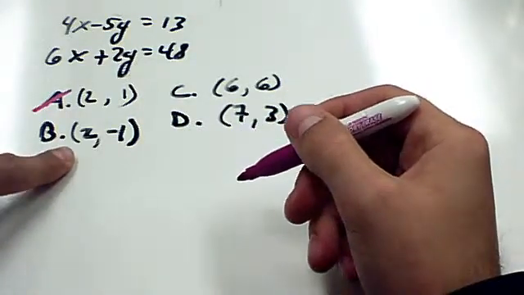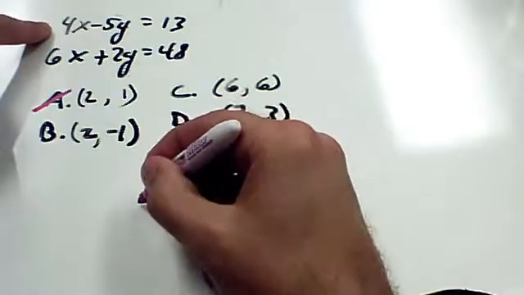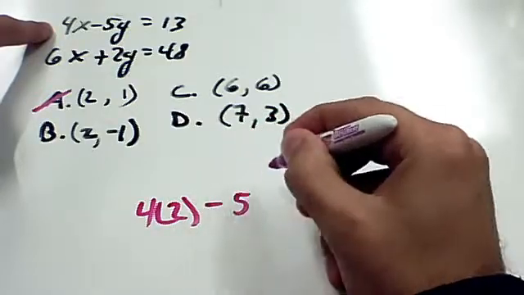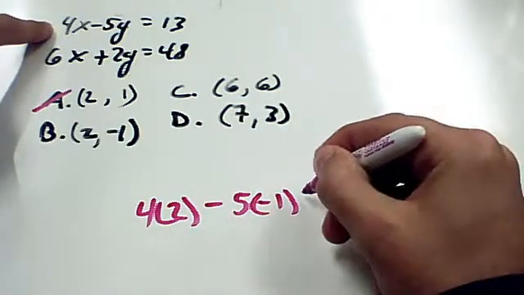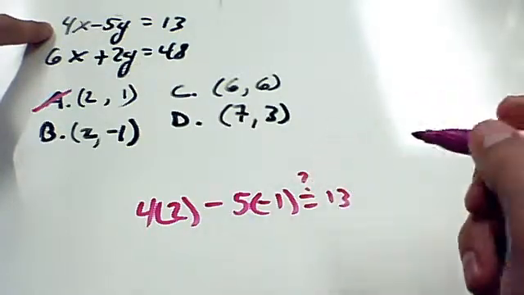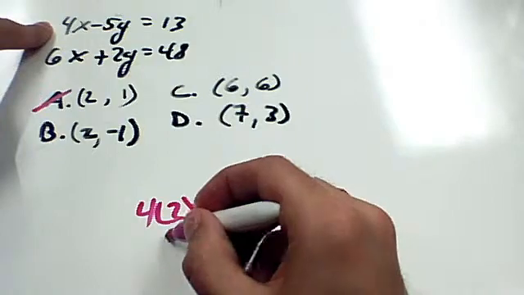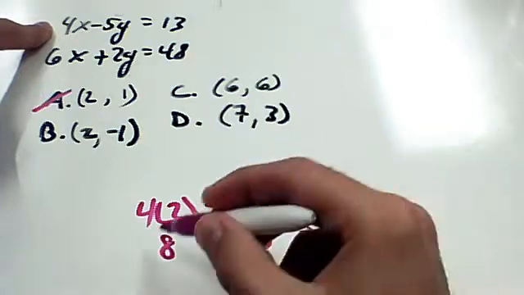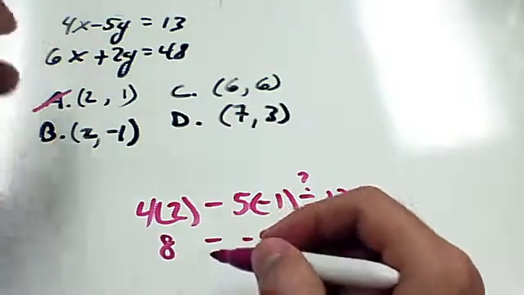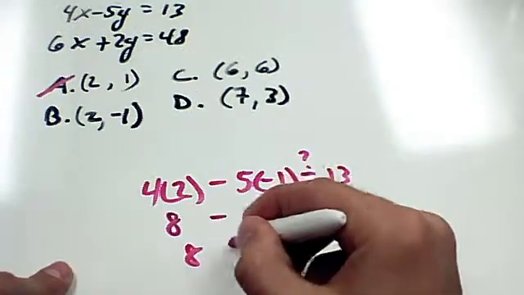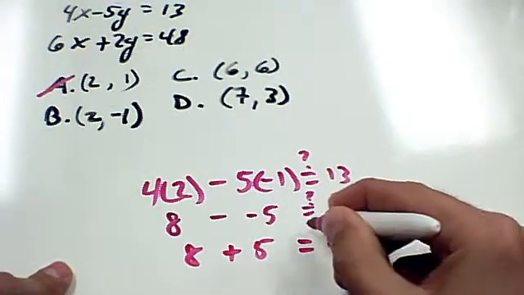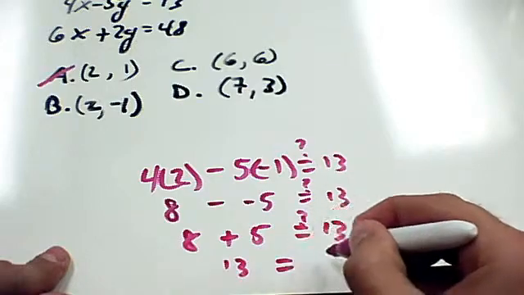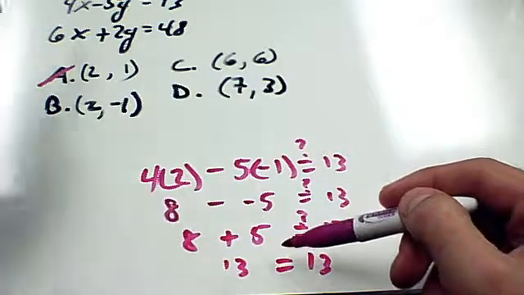Okay, so the next one, B. I'm going to plug it into the first one here. 4 times when x is 2 minus 5 times when y is negative 1. Does that equal 13? Okay, well, let's see here. That's going to be 8 minus a negative 5. Does that equal 13? Well, 8 minus a negative is really just saying 8 plus 5. And you can see that 8 plus 5 is 13, and 13 equals 13. Okay, so that works out here.